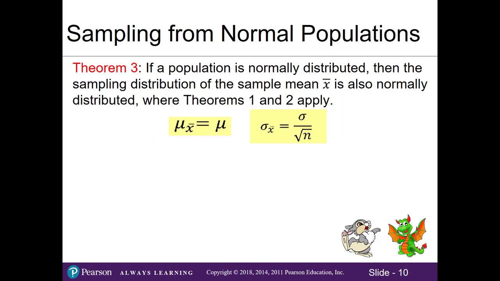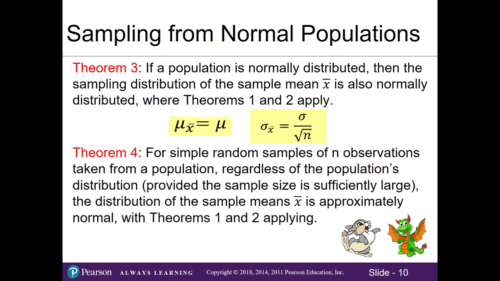Theorem 3 states that if a population is normally distributed, meaning it's bell-shaped, then our sampling distribution of the sample mean is also normally distributed, where theorems 1 and 2 apply. So in other words, we're combining theorem 1 and 2 as long as our population is bell-shaped.